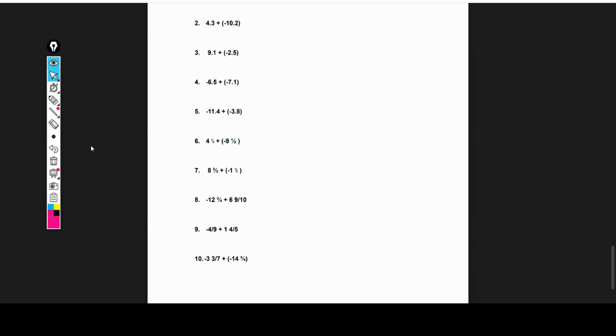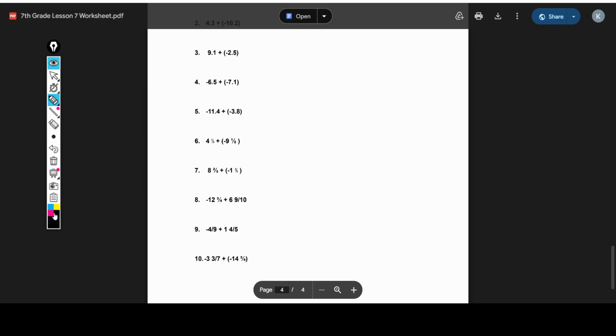Skip over to one that has fractions. Here we see 4 and 1/5 plus negative 9 and 1/2. So first thing we want to do is convert these into improper fractions. It's easier to do math with improper fractions usually. So 4 and 1/5. 4 is 20/5. So 20 and 1, that's 21/5.